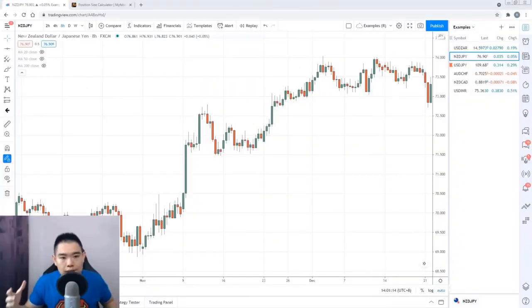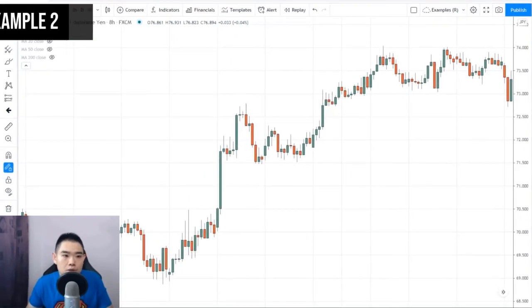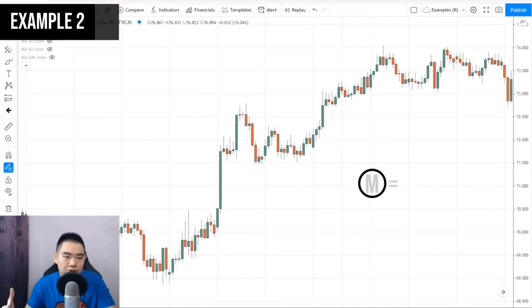Okay, so now moving on, let's look at another trading example, using the market structure, area of value, and candlestick patterns that you've just learned, and use it to help you make a trading decision to know whether to buy or sell. So again, let's revisit what we have learned. Number one, ask ourselves, what is the market structure of this currency pair? This currency pair is New Zealand yen on the 8-hour time frame.